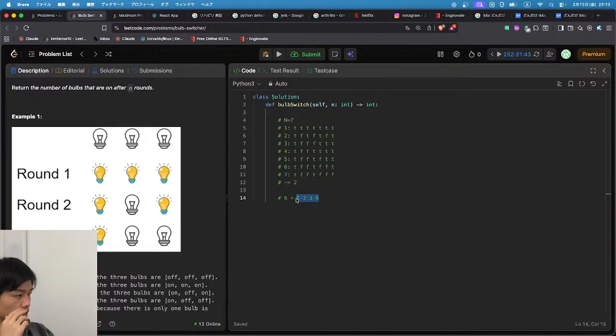So off, on, off, on, off. So off. So if the number of factors is an even number, it turned to off at the end. If the number of factors is an odd number, it turned on at the end.